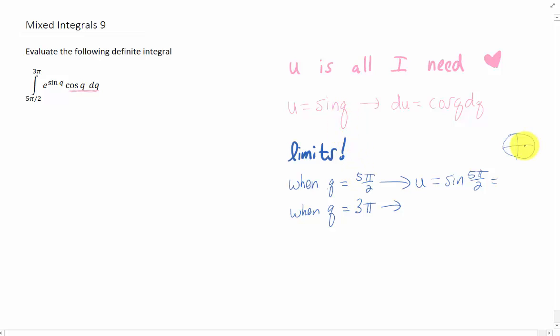Let's see, if we remember our unit circle, this is pi over 2, 2 pi over 2, 3 pi over 2, 4 pi over 2. 5 pi over 2 is coterminal with pi over 2. We're recalling some of that old lingo. And the sine of 5 pi over 2 is just 1.